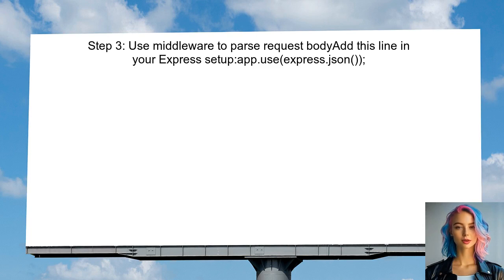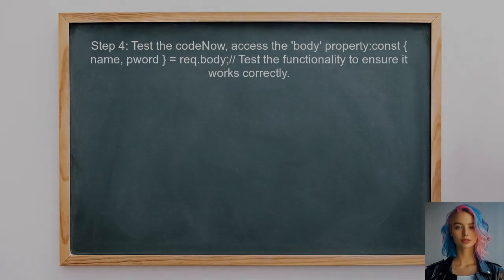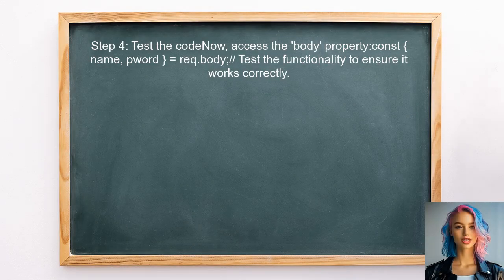This can be done by using middleware like express.json to handle JSON payloads. Finally, the user can now access the body property on the req variable without any issues. They should test their code to confirm that everything is functioning as expected.